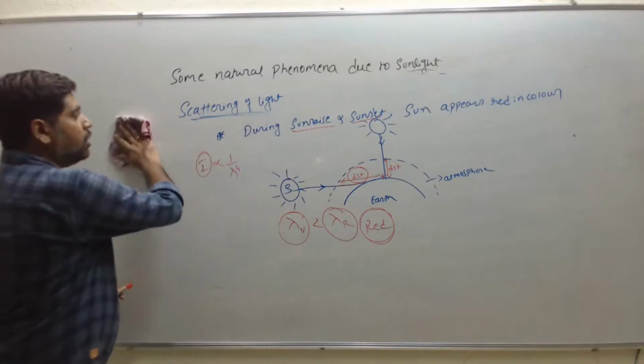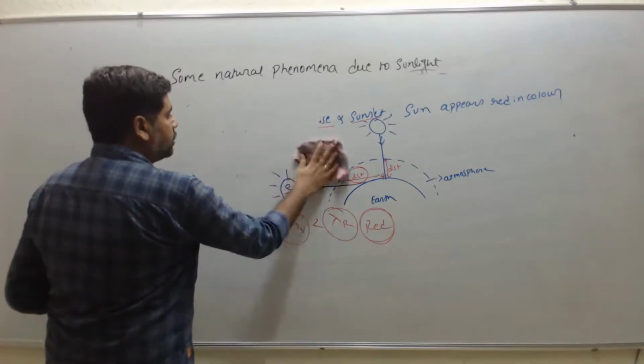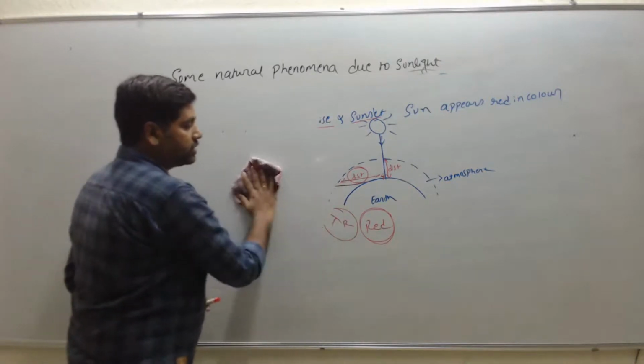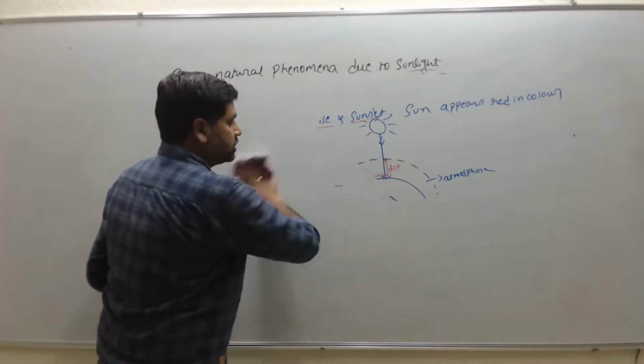So this is about the first part of this chapter. In the next class we are going to discuss the optical instruments.